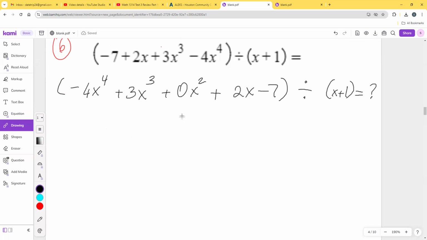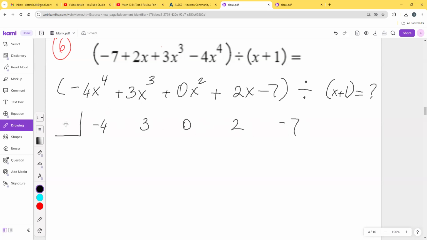How do we know what is the order? Look here, what's the highest power? Oh, okay. 4. 4 goes first, then 3 comes. 2 is missing, so we have to put 0x squared. Then we jump to the 2x and then the number. So what number do we need first? -4, and then +3, 0, 2, and what's the last thing I need?